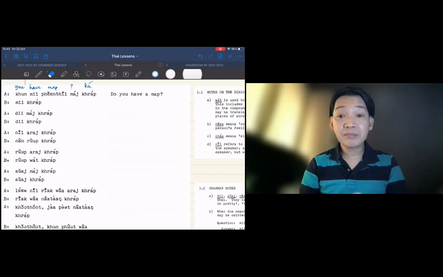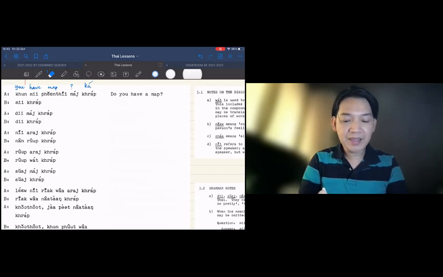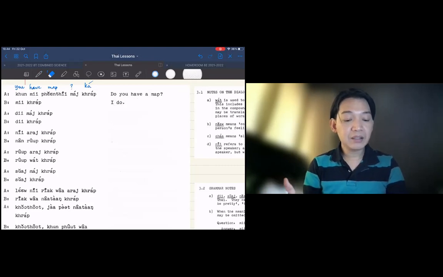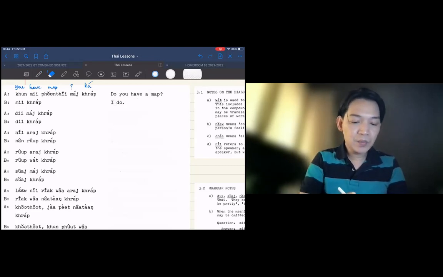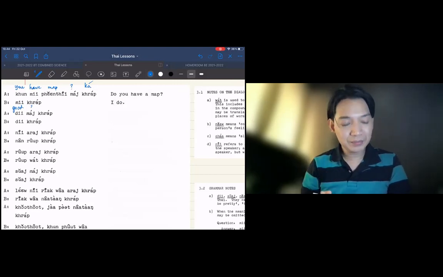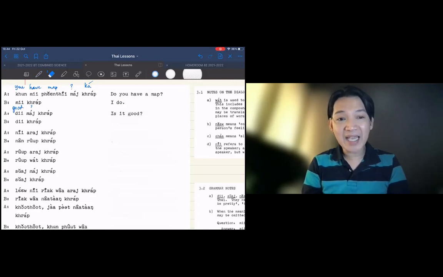And then speaker B answered me, krap. Notice that speaker B started his sentence with the verb me, I have, or I do have. And then speaker A continued on, di mai krap. Di is the word good. Mai, again, is a question. So it would be translated to, is it good? Or is the map good or not? And then speaker B answered again with the adjective di. Di krap, it's good.